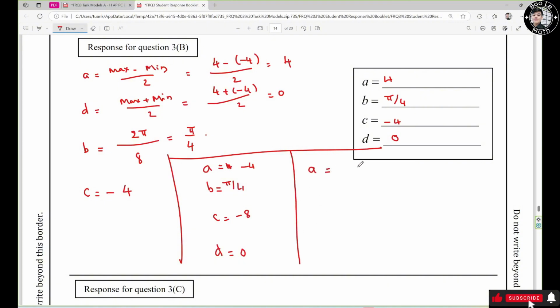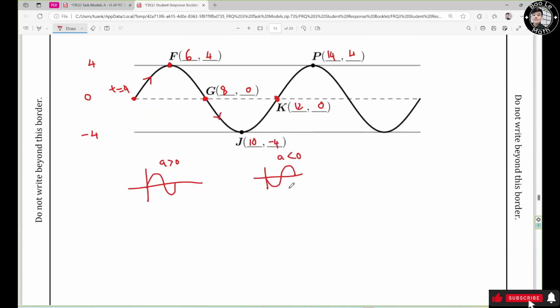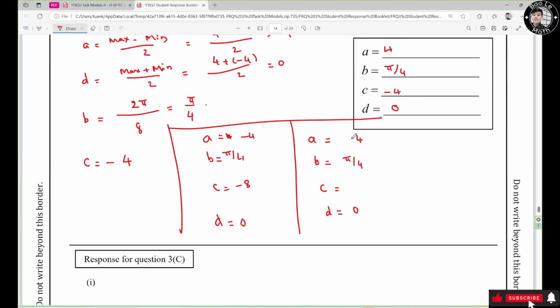A equals 4, B equals pi over 4, D equals 0. Now see, if you pick the starting point right here, you shift to the right 12 units. So C equals -12, and you go up first. If you go up, A should be positive, so A remains unchanged, and C equals -12.